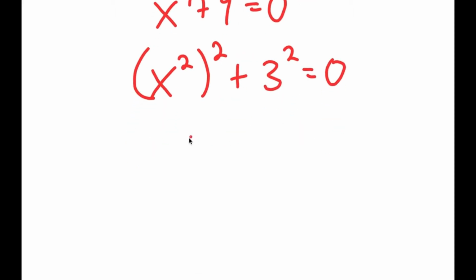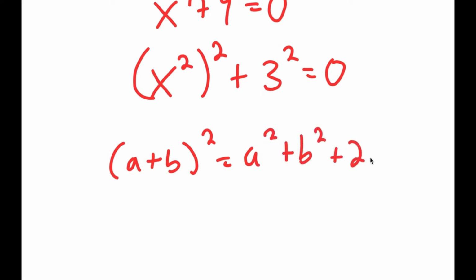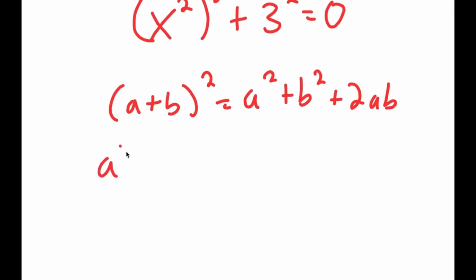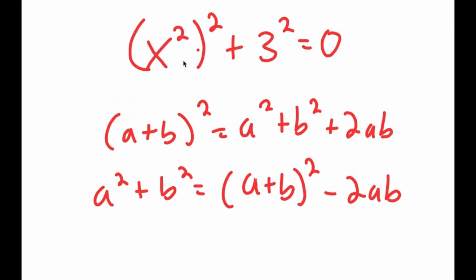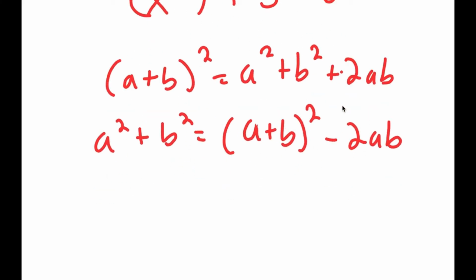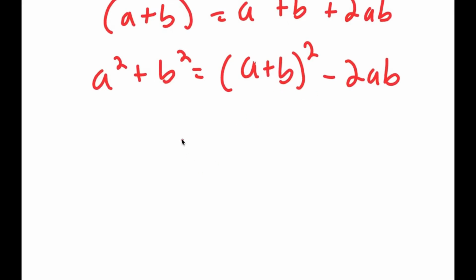And if I have something in the form a plus b squared, this is equal to a squared plus b squared plus 2ab. And if I have something in the form a squared plus b squared, then this must mean that this is going to equal a plus b squared minus 2ab, because this is the same thing as this without the 2ab. So this means that a is equal to x squared and b is 3.